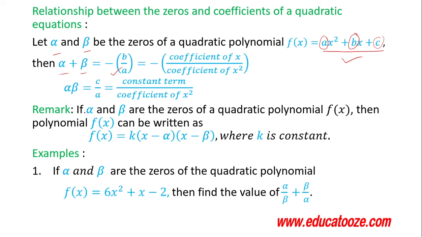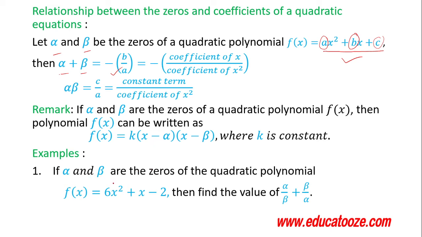Now, what is remarked? Let's see. If alpha and beta are zeros of quadratic polynomial f of x, then polynomial f of x can be written as k into (x minus alpha) into (x minus beta). Let us see some examples on this particular note.